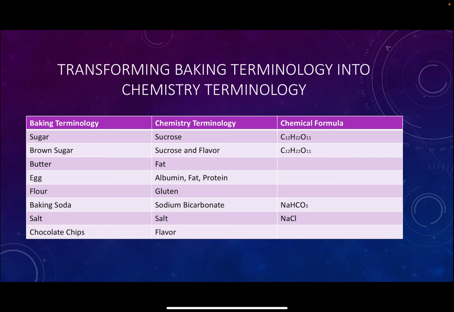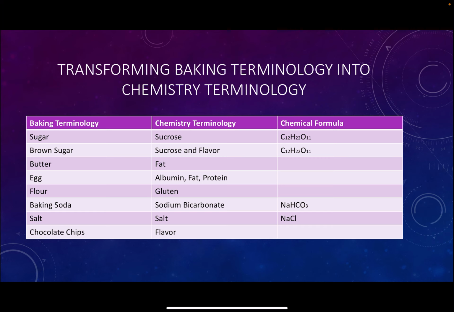We have butter, which can be considered fat. We have egg, which is a combination of albumin, fat, and protein. We have flour, which can be considered gluten. We have baking soda, which can be considered sodium bicarbonate with a chemical formula of NaHCO3.